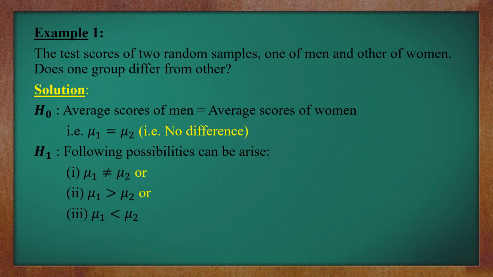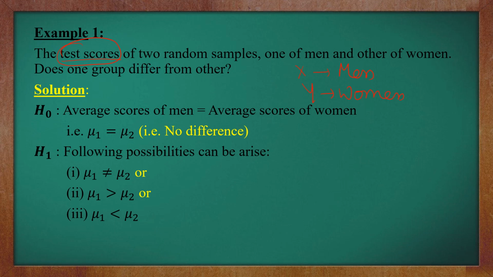In this example, I'm telling you how you can take a null hypothesis and an alternative hypothesis. For example, we have the test scores of two random samples, one of men and the other of women. Does one group differ from the other? Now, what is the question we have? The test scores of two random samples. The first random sample is men. The second sample is women. They are talking about the test scores of two random samples. Now they're asking you, are they different from each other or not?